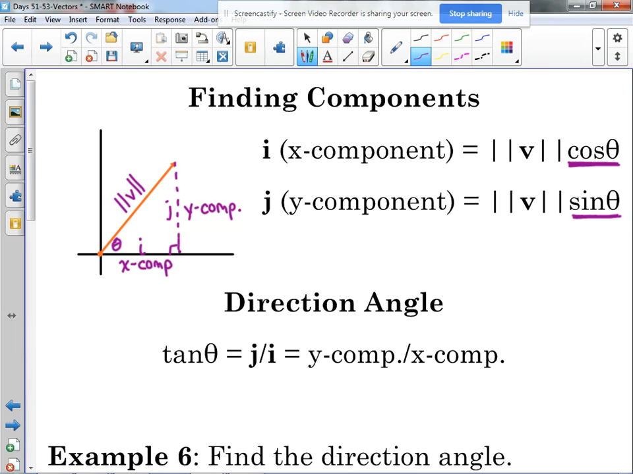Our angle, tangent of theta, is equal to j over i, y over x. Okay, j over i is just in terms of our vectors. You're used to y over x. So if we need to solve for the angle, say we have the components, then theta is equal to the inverse tangent of j over i. Remember, to solve for an angle, you use the inverse trig, so inverse tangent of j over i is going to give us our angle.